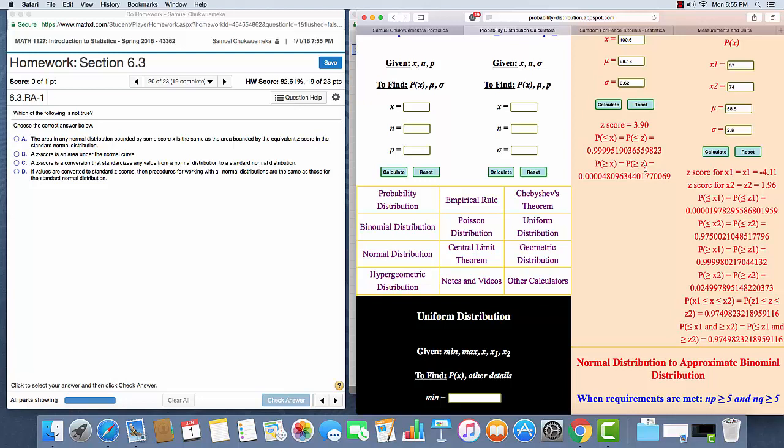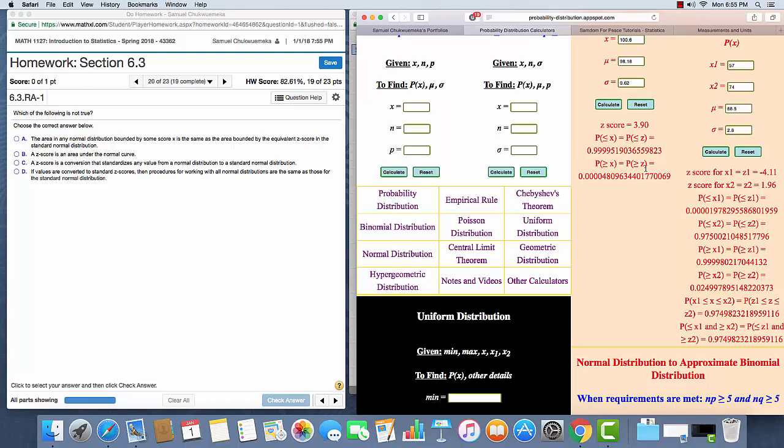B, a z-score is an area under the normal curve. No. A z-score is not an area, it's just a standardized score for the variable. It's not an area. Area is the probability. So B is not true.